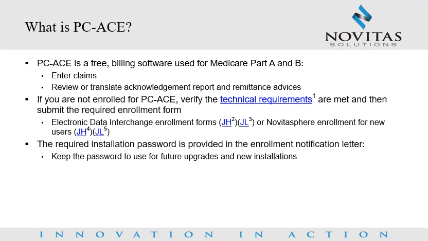Prior to completing the PCACE installation, providers must verify technical requirements are met for the program and complete the enrollment process. Once the enrollment form is processed, the MAC will issue download instructions and the installation password. Providers must keep this password as it will be required for each quarterly upgrade or new installation. This video will review the backup and upgrade processes.